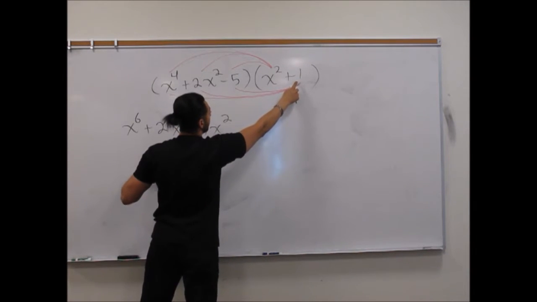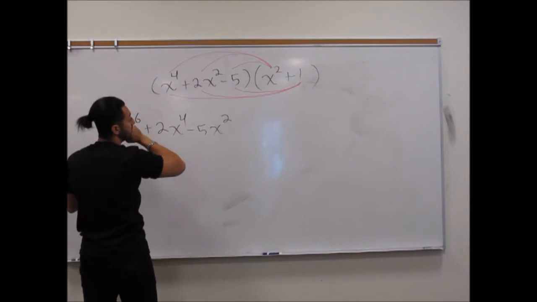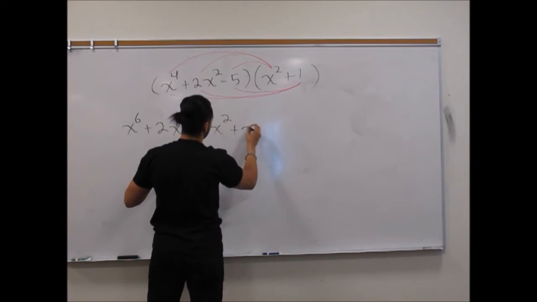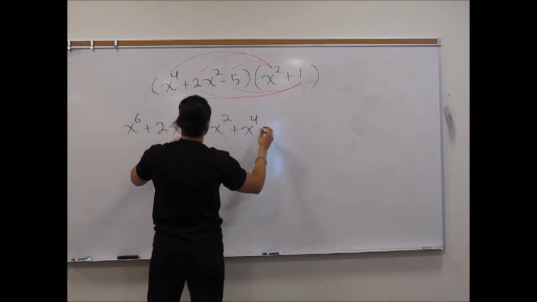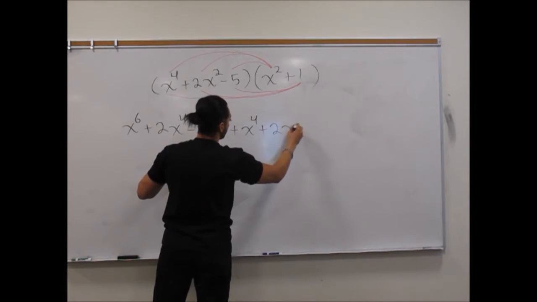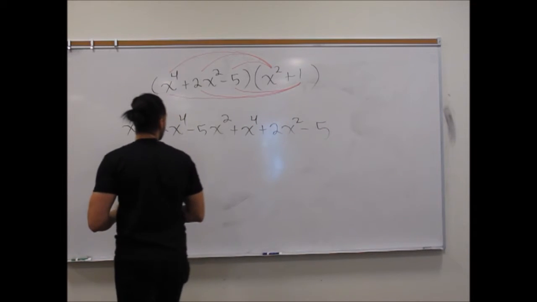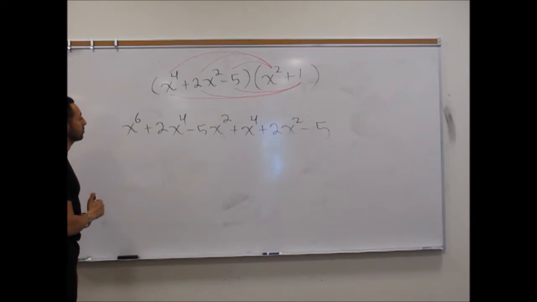Now when you multiply anything by 1, it just turns out to be itself again, right? So 1 times the x fourth, 1 times the 2x squared, and then finally 1 times the negative 5. And now we just want to see if we could combine any like terms.